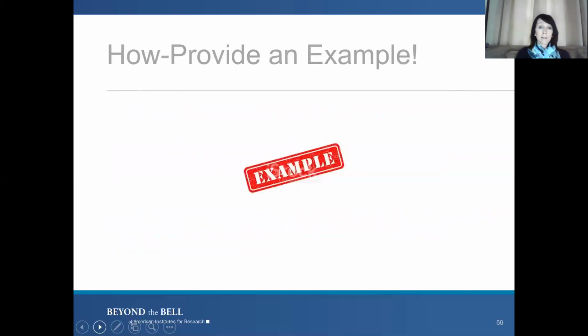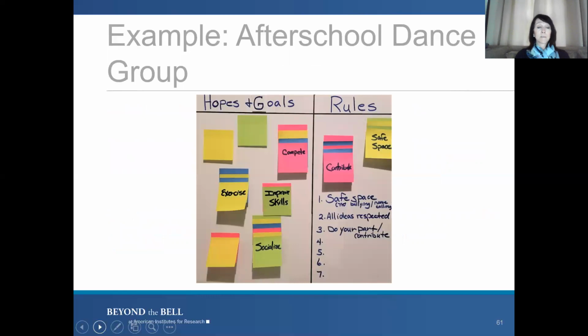Then we provide an example. So here's my example. I envisioned that I was working with an after-school dance group. This was the beginning of an 8-week session, and I decided that I wanted to establish some rules together with the after-school dance group. So typically you would do it on the first day, the first session of your 8-week session. I put both hopes and goals and rules on one poster board.